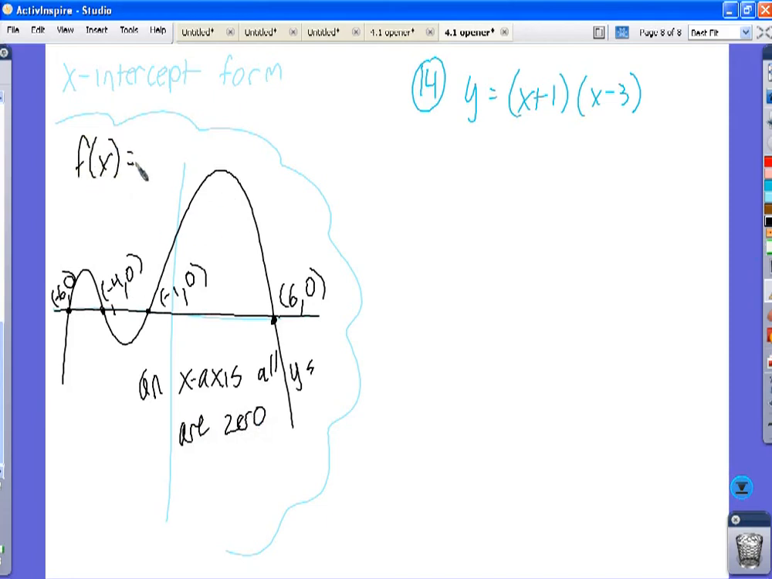So let's say this was the graph of some function f of x equals whatever it is, some rule, some equation over there. When we put in -1 into that, what are we going to get out?